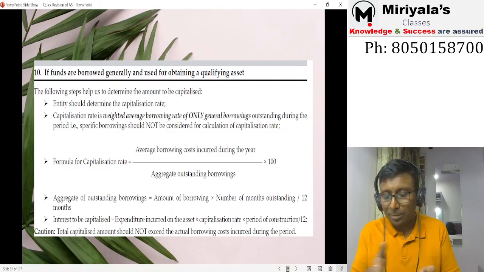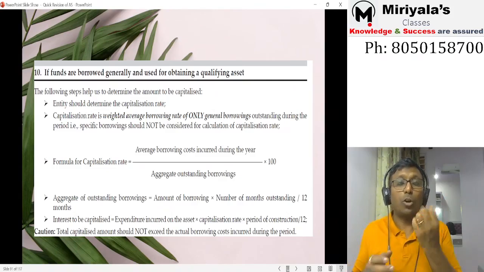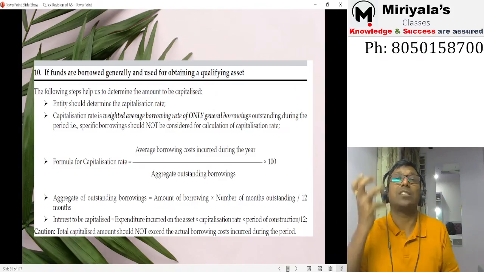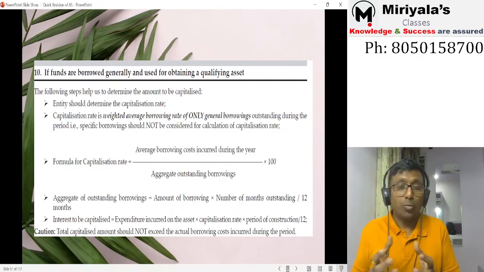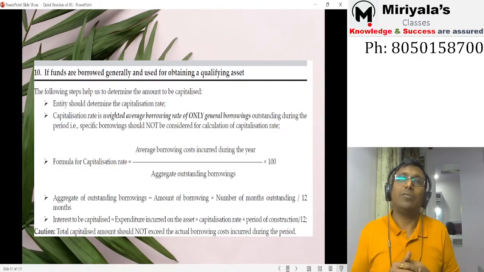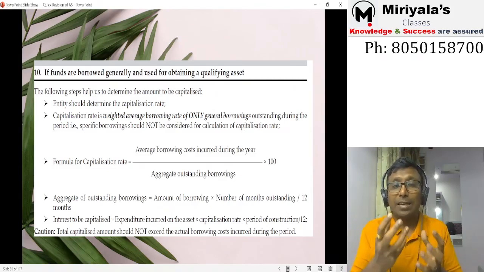Suppose I have taken the loan in the middle of the year. So I have borrowed how much, sir? 100 rupees. 100 into 6 divided by 12 is considered for average outstanding. If you had taken the loan in the beginning, then 12 by 12 will come, and then the full amount will be taken. Like that it will be there.